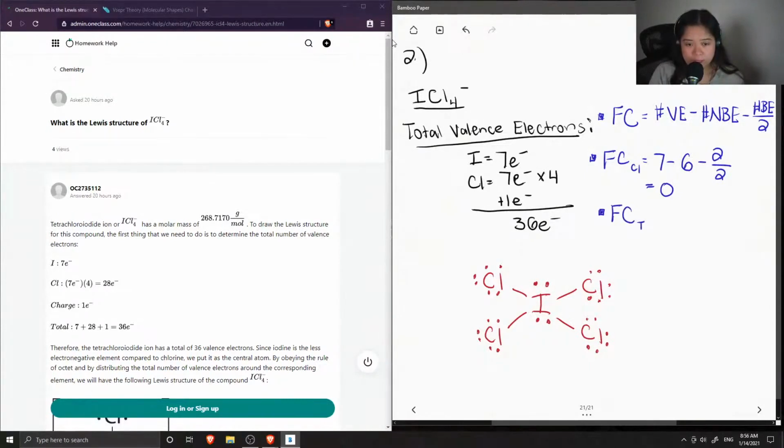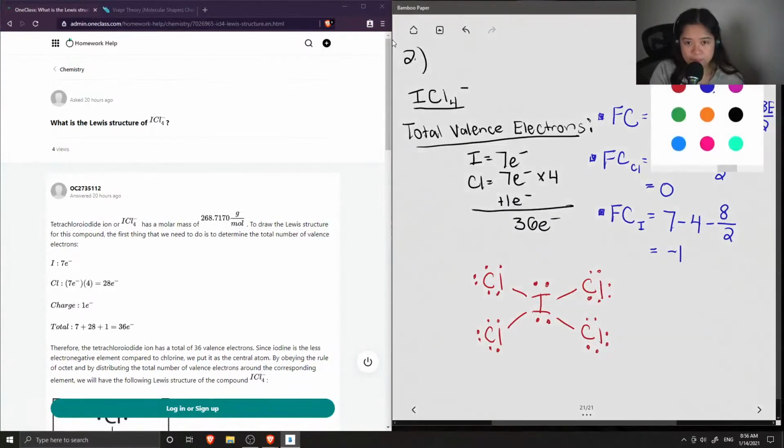And then if I were to calculate the formal charge of my iodine, iodine has 7 valence electrons, and the number of non-bonding electrons is 4. There are also 4 bonds to the iodine, so we have a total of 8 bonding electrons, and then we're just going to divide this by 2. So 7 minus 4 minus 4 is -1. So now I know that my iodine is the atom that carries this negative charge.